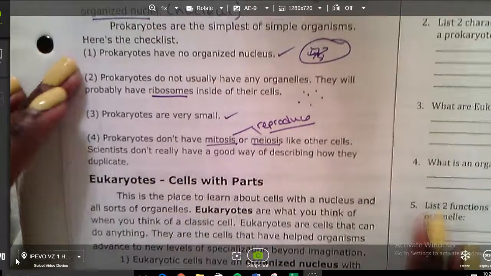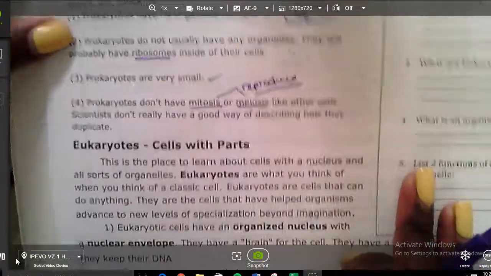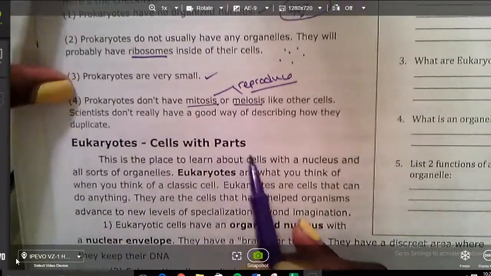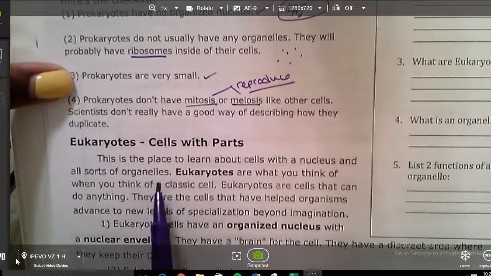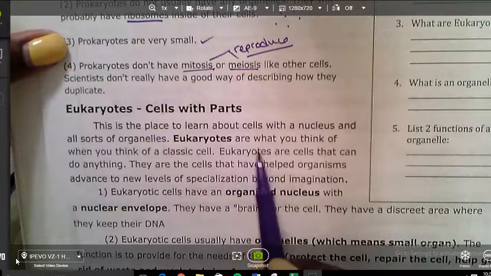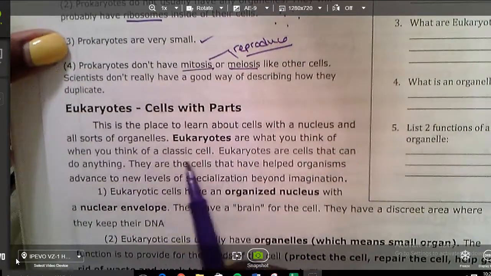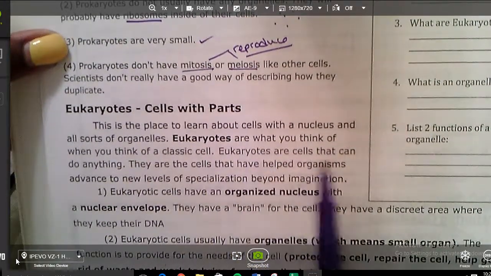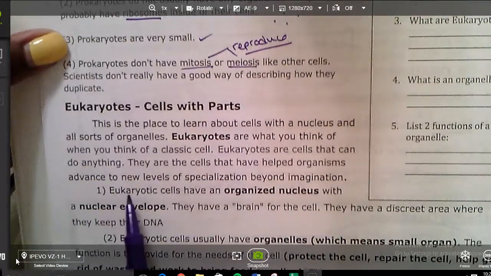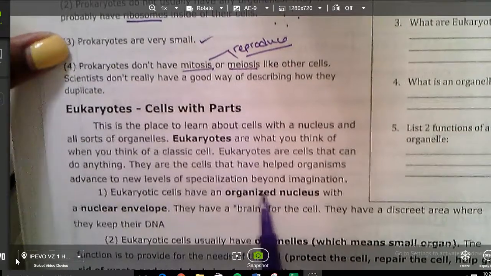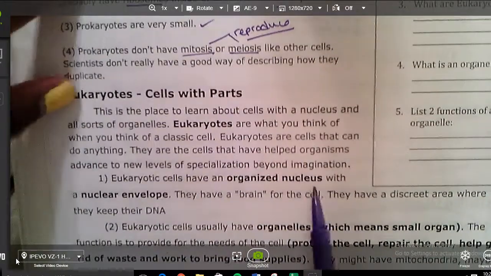All right, let's jump down to eukaryotes, my faves. Eukaryotes, cells with parts. This is the place to learn about cells with a nucleus and all sorts of organelles. Eukaryotes are what you think of when you think of a classic cell. Eukaryotes are cells that can do anything. They are the cells that have helped organisms advance to new levels of specialization beyond imagination.